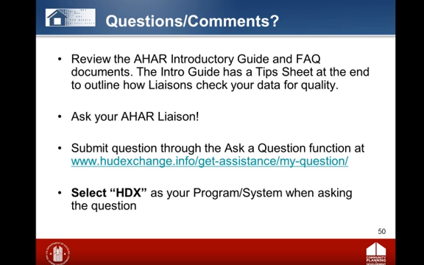If you have any questions, please make sure that you review the AHAR introductory guide and FAQ documents. The intro guide has a tip sheet at the end to outline how liaisons check your data for quality. Also, remember that you can ask your AHAR liaison. Another option is to submit a question through the Ask a Question function on the HUD Exchange website. Make sure to select HDX as your program system when asking the question.